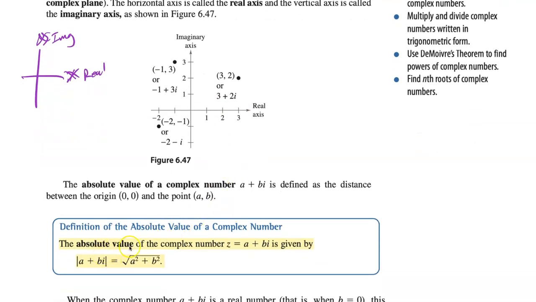If you want to find the absolute value of a complex number, that's just the distance from the origin. So we're just going to do the same thing we did with vectors. We're going to take the x value squared plus the y value squared, but without the i.